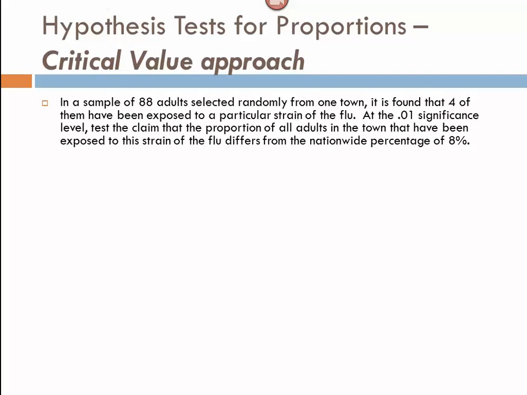So our first step is to establish our hypotheses. In this case, it is believed that the nationwide percent is 8%, and so therefore we expect this town to fall within or close to 8%. So the status quo is that p is equal to 8%, but in this case we're trying to check whether this town differs from the nation in general. The word differs is a key word here. It tells us that our alternative is not 8%. It doesn't commit us in one way or the other.